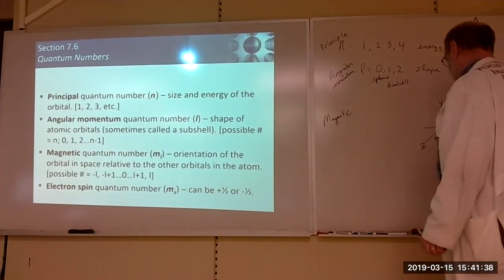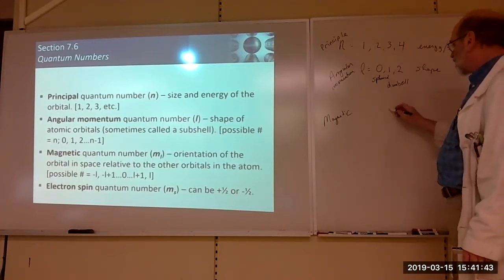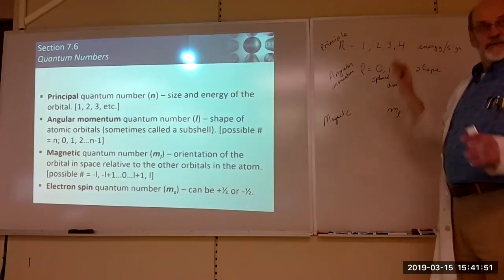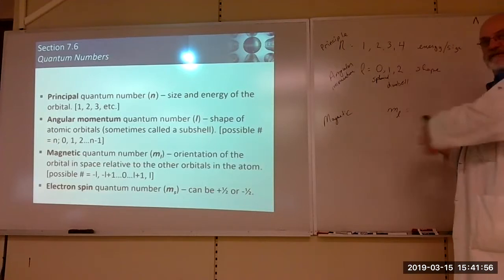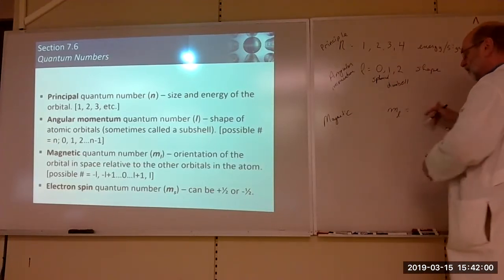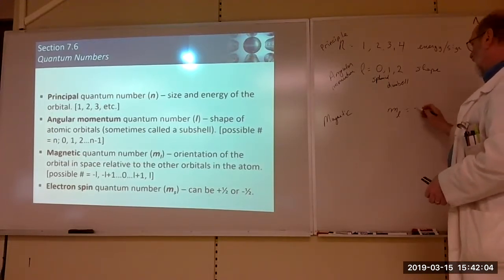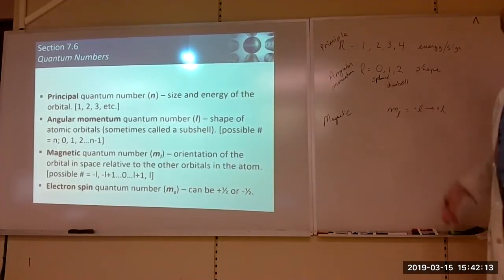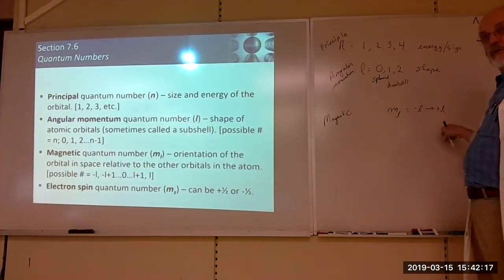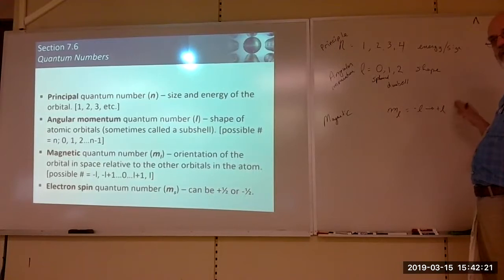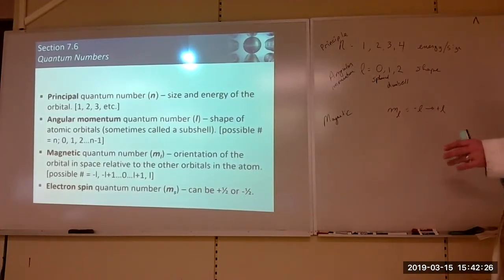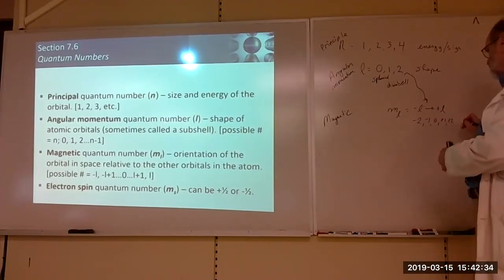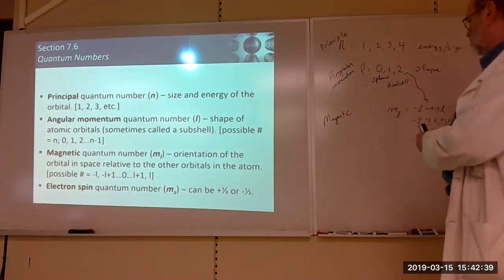Now, we're still drilling down through our levels. So I'm going to move the M sub L over here because it's a subset of each one of these, and these are subsets of each one of those. There's a reason for this. It's the way we build the electronic structure of an atom, so we need these sublevels. Within these, you can have minus L up to plus L. So if you have a zero here, zero is all you can have. If you have a one, you can have minus one, zero, and one. If you have two, you can have minus two, minus one, zero, one, two. That's what that means. So for this one, that would be minus two, minus one, zero, plus one, plus two, possible for that level.